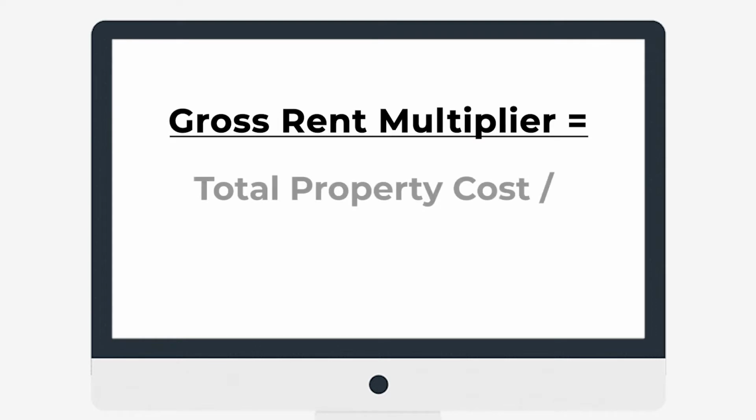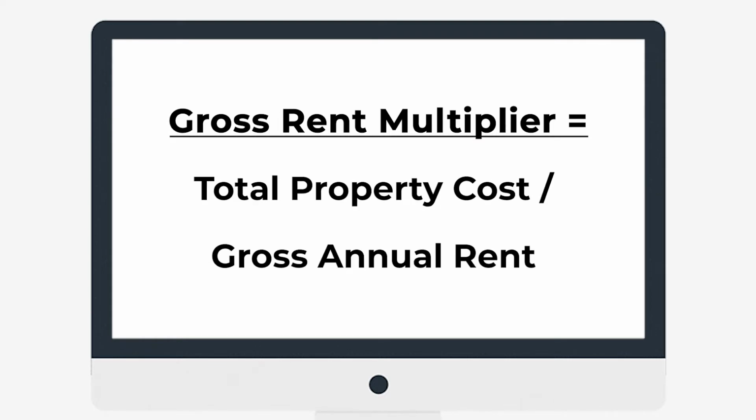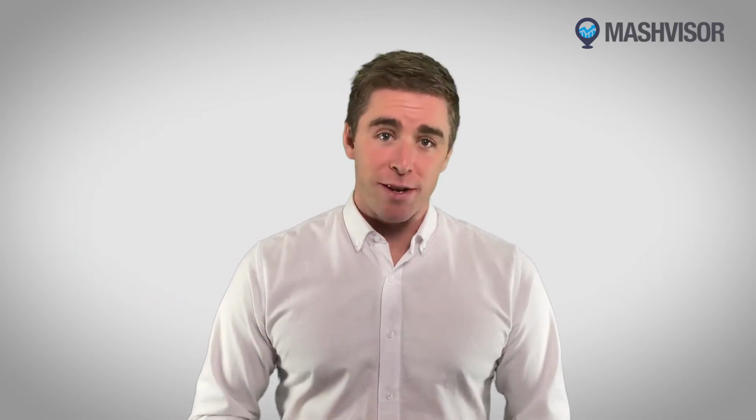The formula is the gross rent multiplier equals the total property cost divided by the gross annual rent. So the gross rent multiplier is calculated by dividing the total acquisition value of the investment property, including any necessary renovations, by the estimated annual gross rental rate.